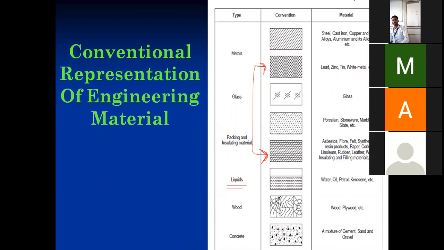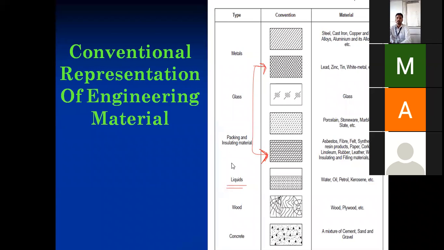So there is no challenge actually. This is the conventional representation of engineering materials. Here you only have to remember the symbols. I have already joined two symbols together to avoid confusion. In the case of metals, hard metals like lead, zinc, tin, there is a crossing symbol, both lines crossing each other. On the other hand, for packaging and insulating material, asbestos, fiber, synthetic resin, etc., one line is horizontal and another one is inclined. That we have to remember.